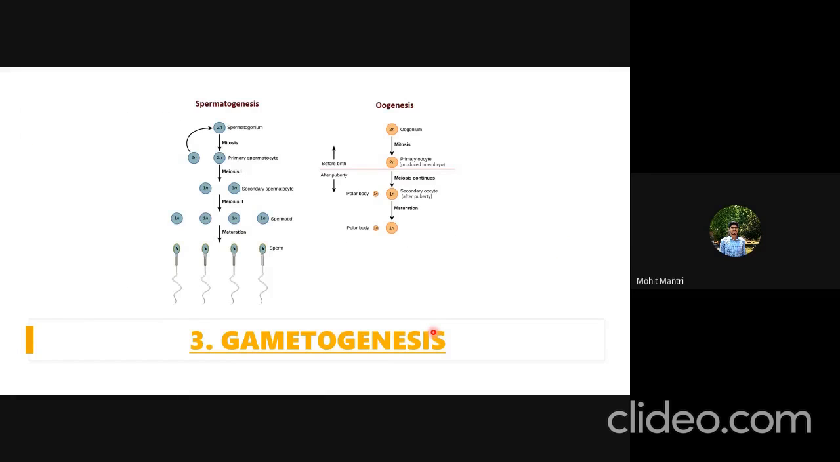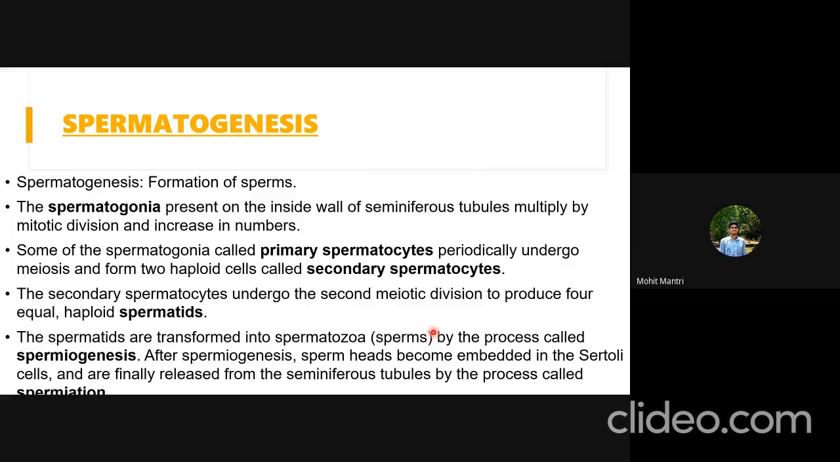Now comes gametogenesis, which is the process of formation of gametes. It consists of two things: spermatogenesis as well as oogenesis. So let's talk about spermatogenesis first. Spermatogenesis is the formation of sperm.